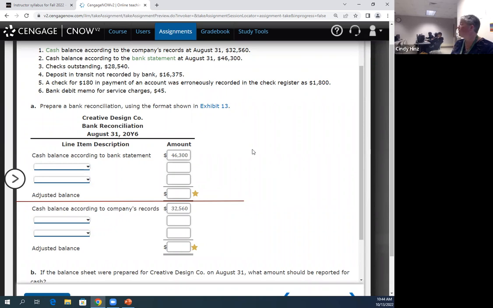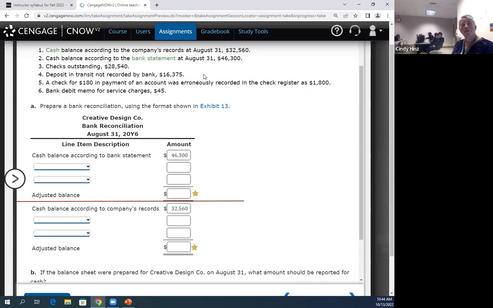Again, at this point, it doesn't mean there are any errors. It just means that the information that we have might be different than the information the bank has. We might have some information they don't have yet. They might have some information that we don't have yet. So let's go on to number 3. It tells us the checks outstanding are $28,540.